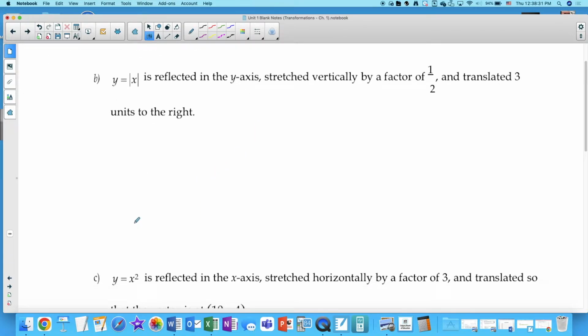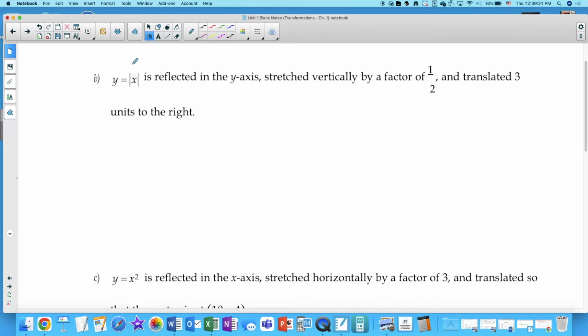So now we want to do a little more than just writing the equation out in terms of f of x. We're given an actual function, which is y equals the absolute value of x, and we want to write the new equation out if these transformations are applied to it. This can be a little tricky, but a good starting place is the same as in the previous example: write it out in terms of f of x first, and then put all of those values into the actual equation. Here this function is reflected in the y-axis, stretched vertically by a factor of 1/2, and translated 3 units to the right. So there's one reflection, one stretch, and a translation.